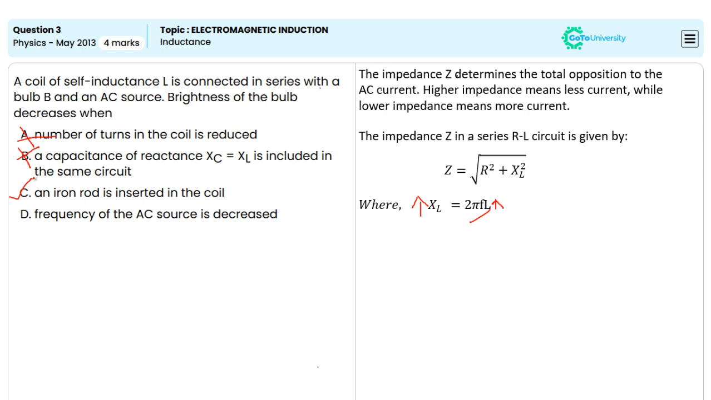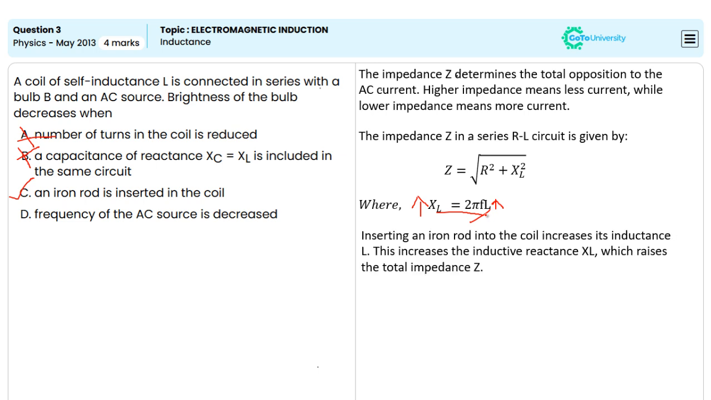Let us check option D, which is decreasing the frequency. Decreasing the frequency reduces XL, since XL is equal to 2 pi F L, which would increase the current and make the bulb brighter.